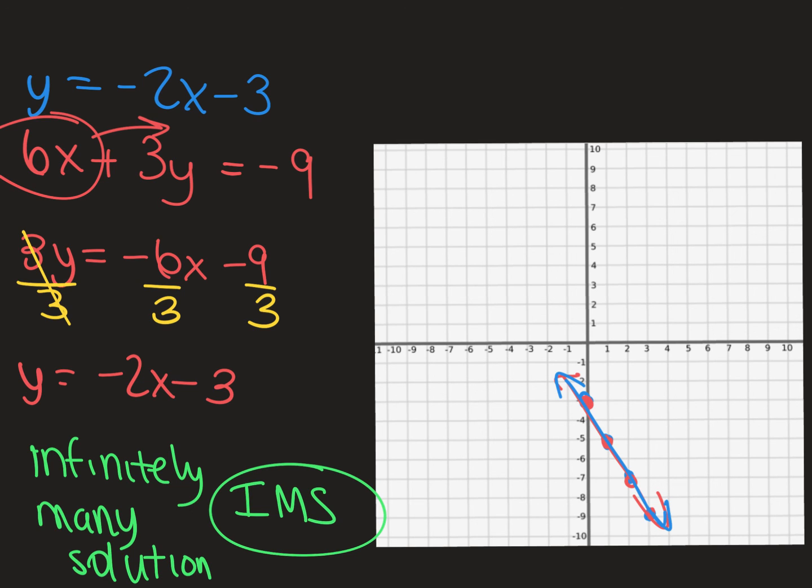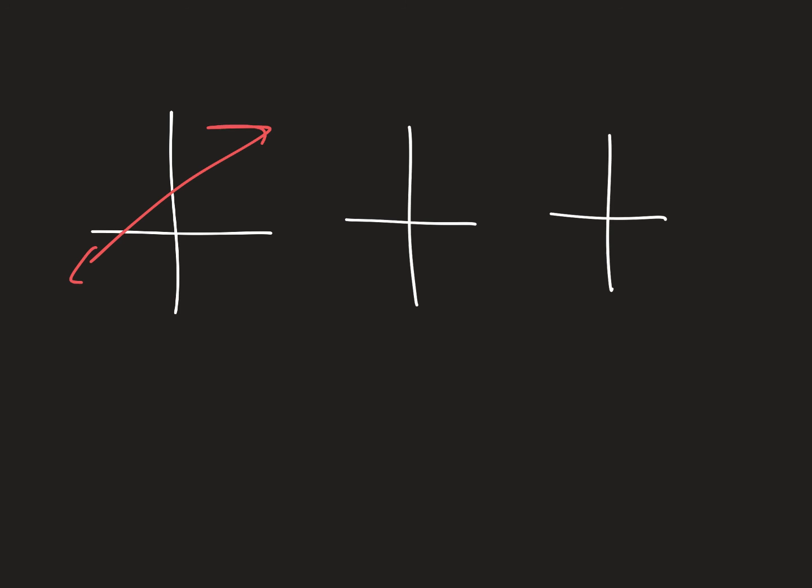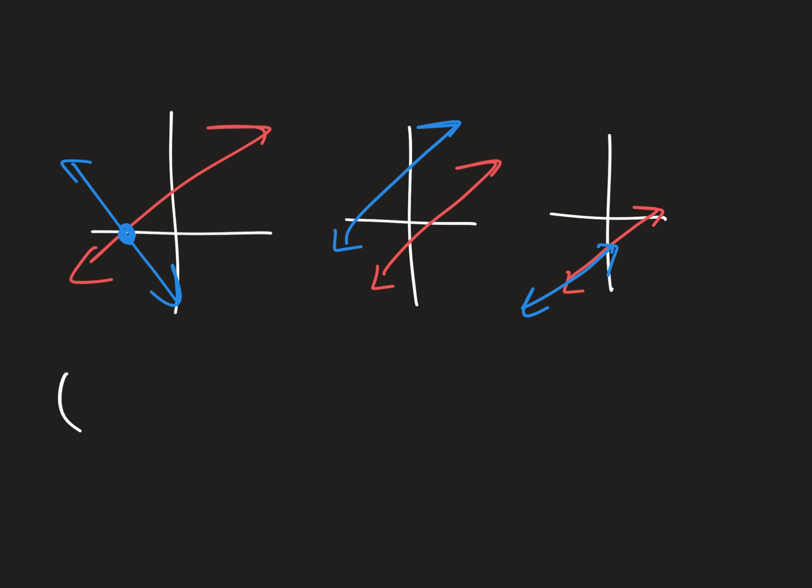So we have 3 options. We've got our option where they cross once. So red maybe goes here and blue goes over here. So they cross there. Second option is that they are parallel and they never cross. Third option is that they are the same line. They're on top of each other. So in this case, your answer is an ordered pair. In this case, no solution. And in this case, infinitely many solutions.